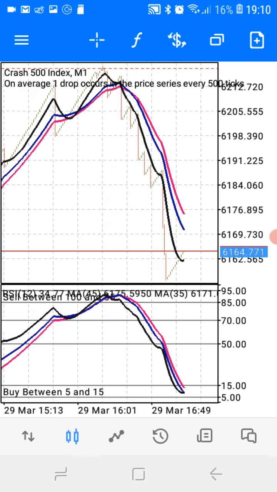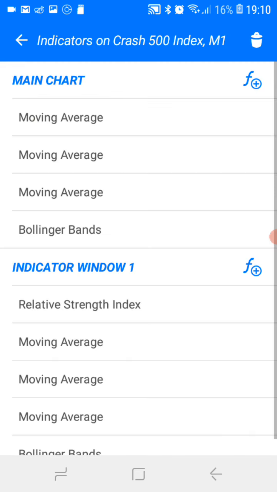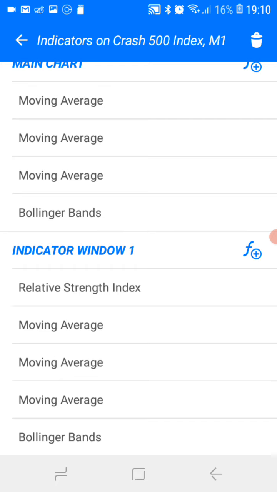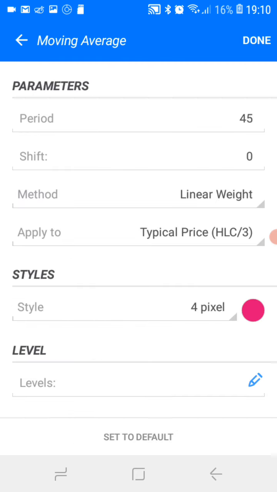Okay, let's go to the settings. Oh, look at my settings, guys. You can even remove some of the things. So to make life easier for you, go to moving average 45. You can take screenshots. Then you can set it up later, because I will try to be a little bit faster.